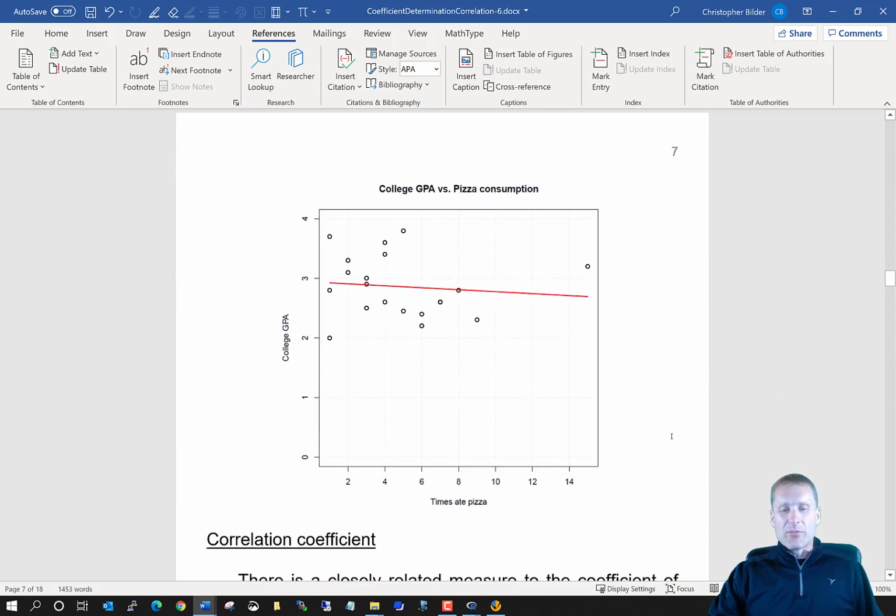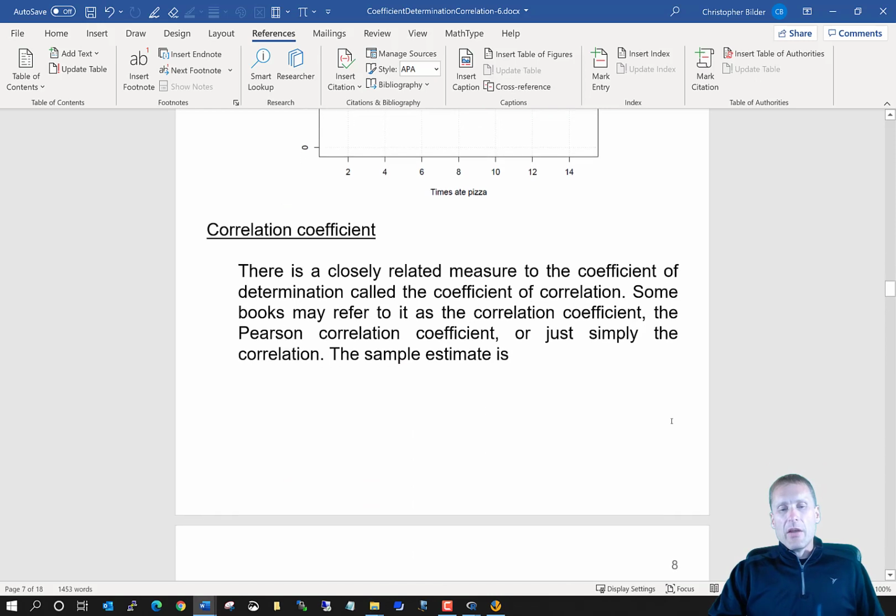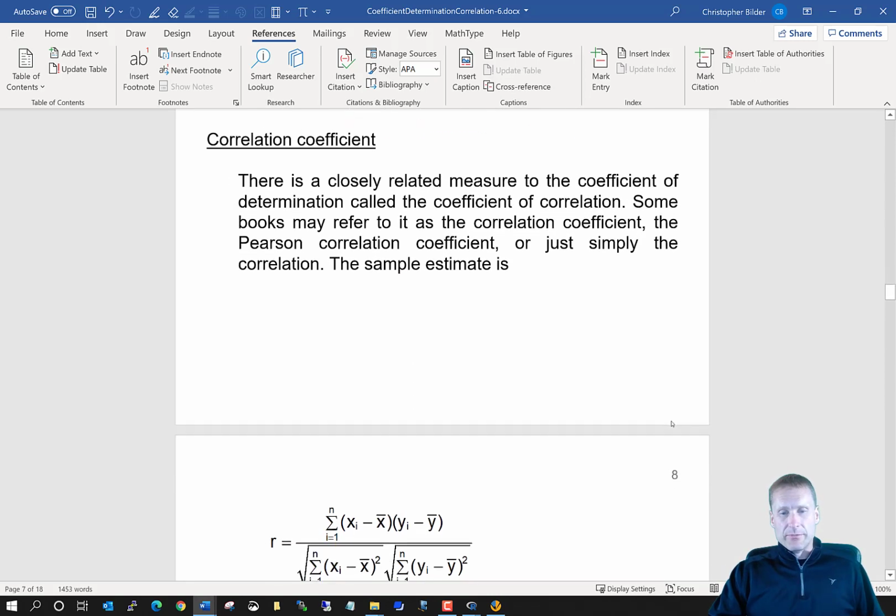And if we take a look at the plot again, we can see the points are kind of a random scattering. They're not close to the line at all in comparison to what we had with the high school GPA plot. Okay, so that's the coefficient of determination.